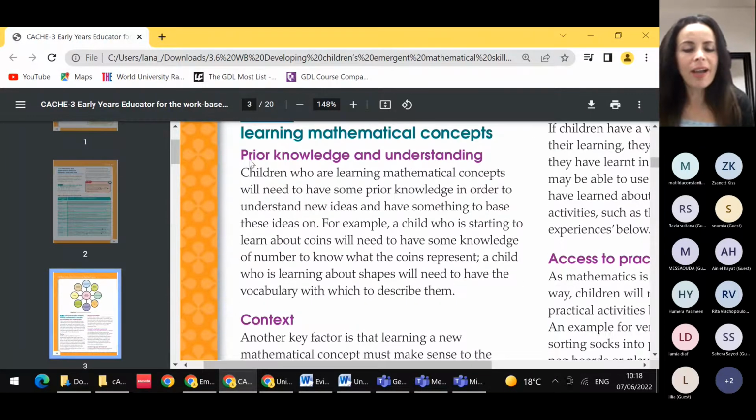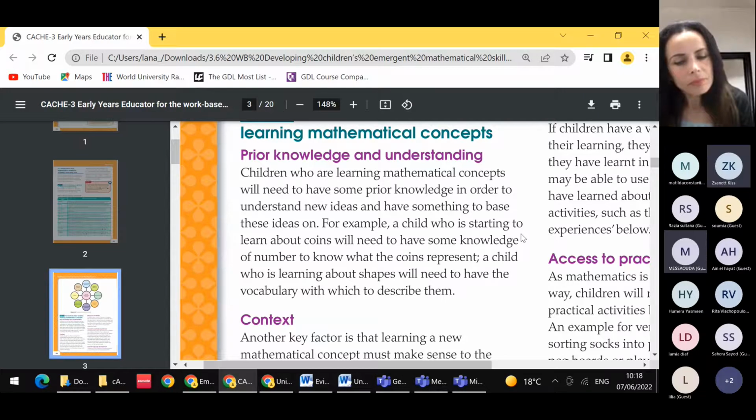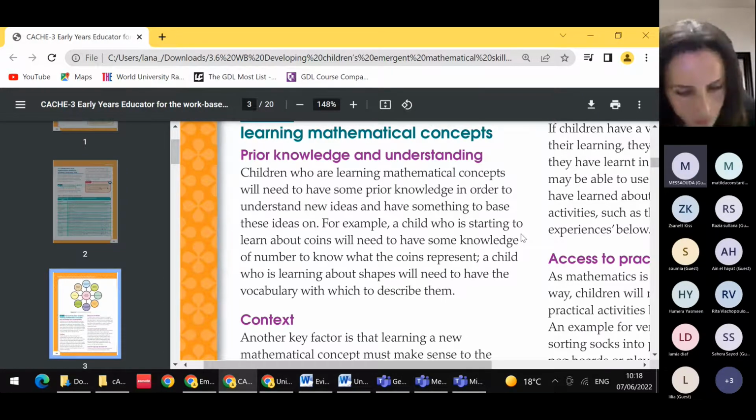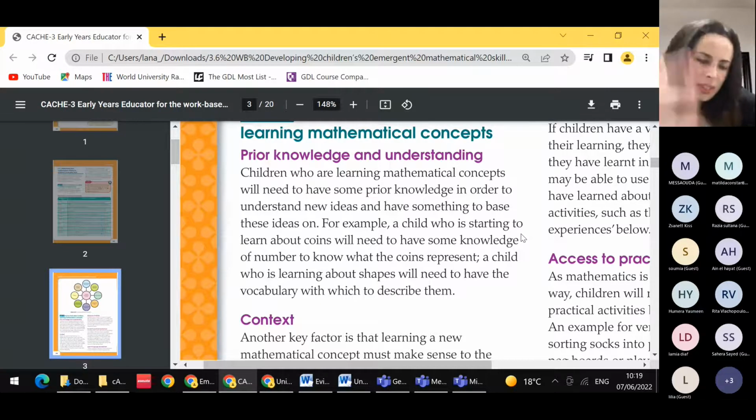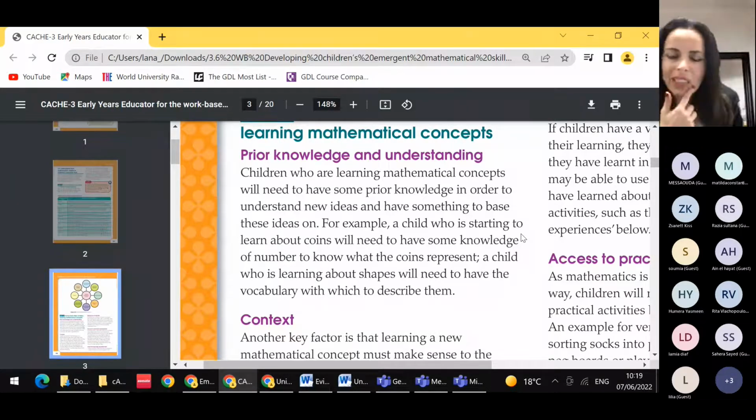For example, first of all, we have prior knowledge and understanding. So the children have prior knowledge. Can you explain a little bit for me what's prior knowledge and understanding? The ability of the children to understand. Yes, very good. So they have prior knowledge. They learn quite a few things, and when they need to use it, they use this prior knowledge and understanding to solve, for example, a mathematical thing.